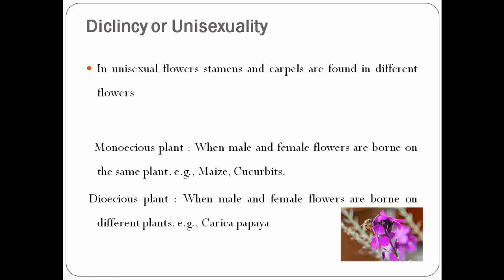And the second category of plants depending upon their sexuality is dioecious plants. Dioecious plants means the male and female flowers are borne on different plants. For example, Carica papaya. This is the well-known example of a dioecious plant. So the most important condition to achieve cross pollination is that the flower should be unisexual.